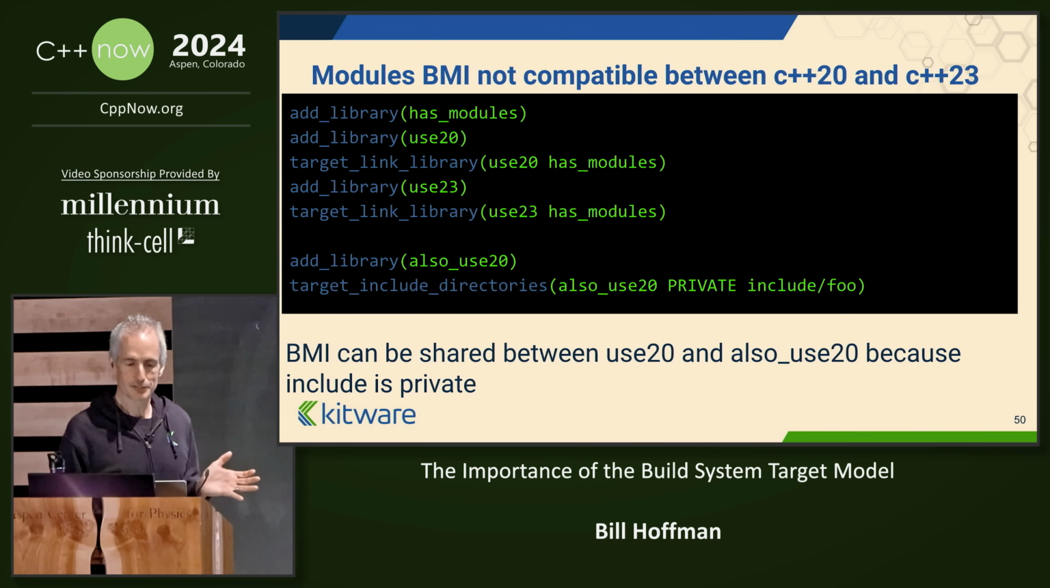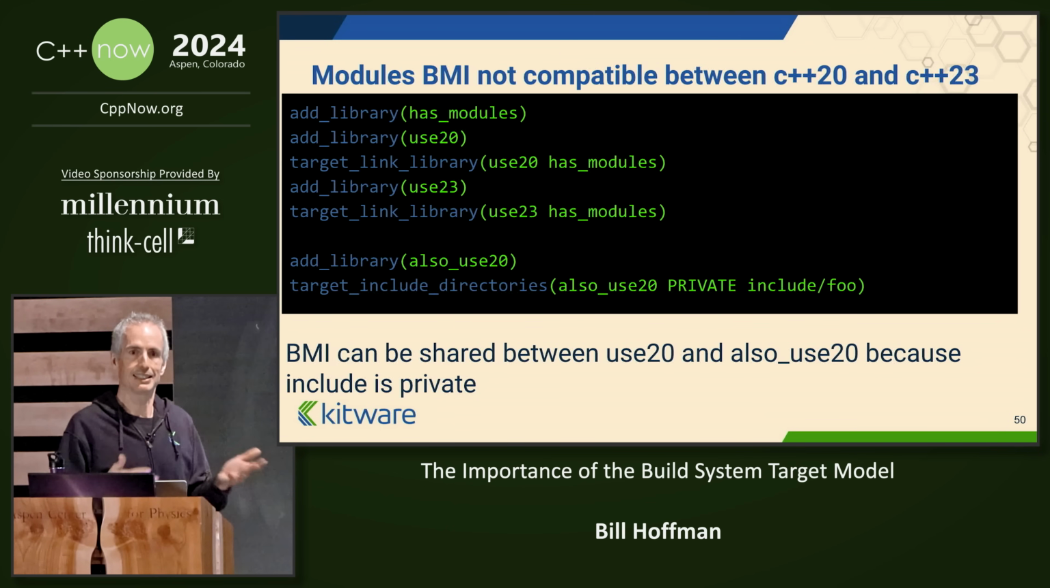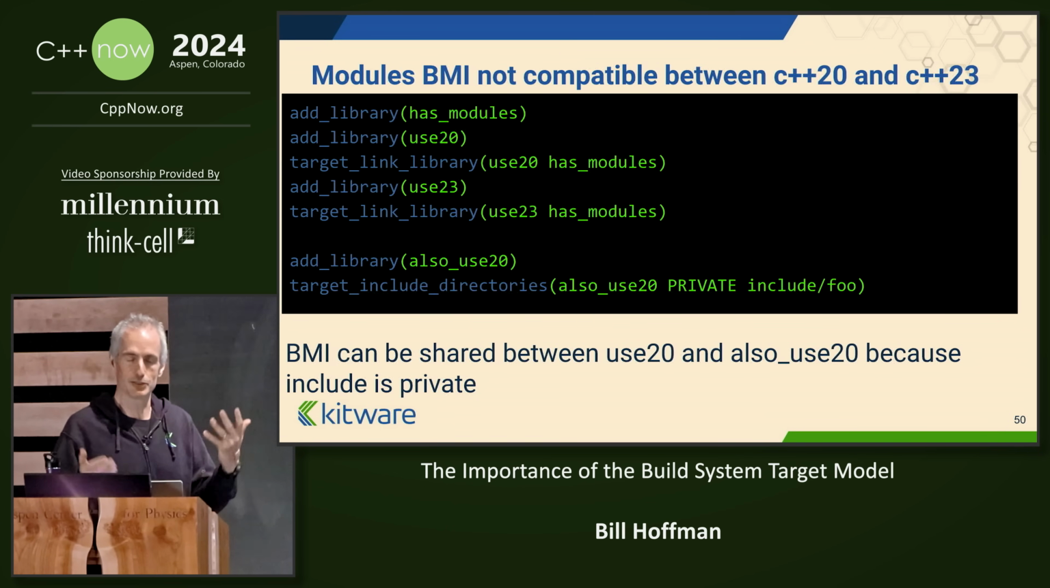So can I share the BMI between use 20 and also use 20? Yes, because they're going to have the same interface. Even though I've got different include flags, that's probably OK because it's a private include flag.